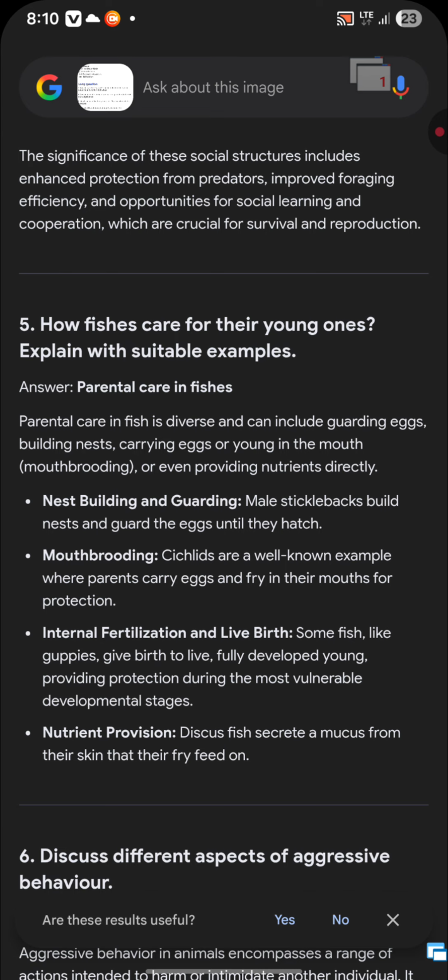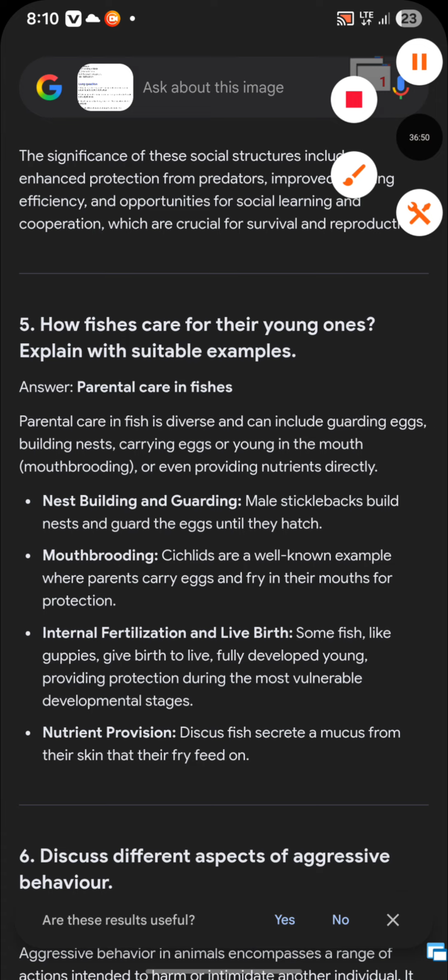AI responses may include mistakes. Answers might be inaccurate or misleading. Double check for accuracy.